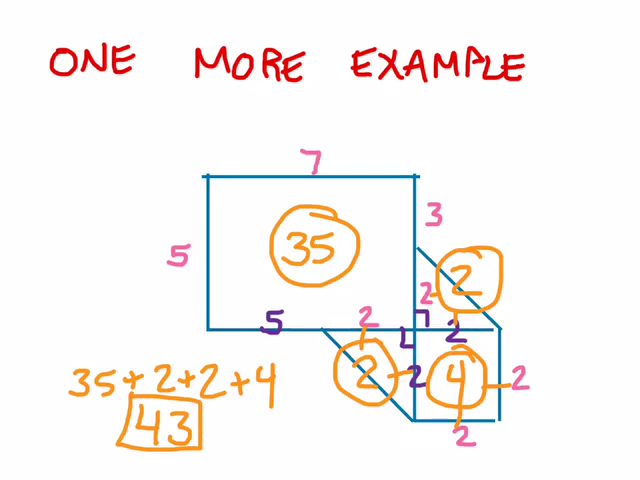So hopefully that gives you a sense of how you can use composite area calculations. Perimeter is not really a whole lot different. You're just trying to specifically find all the sides on the outside of the shape, and once you have those, you can add them up.